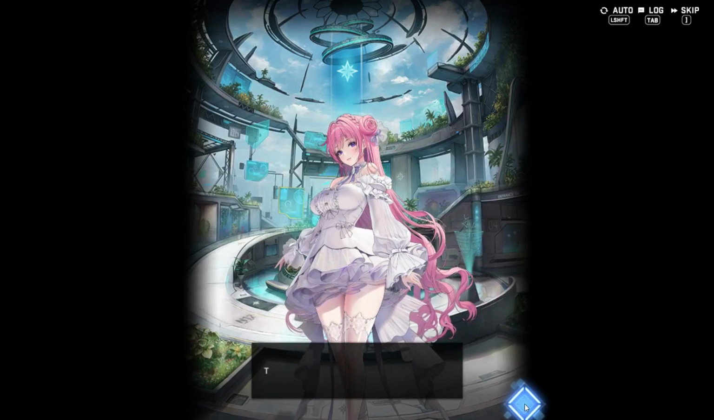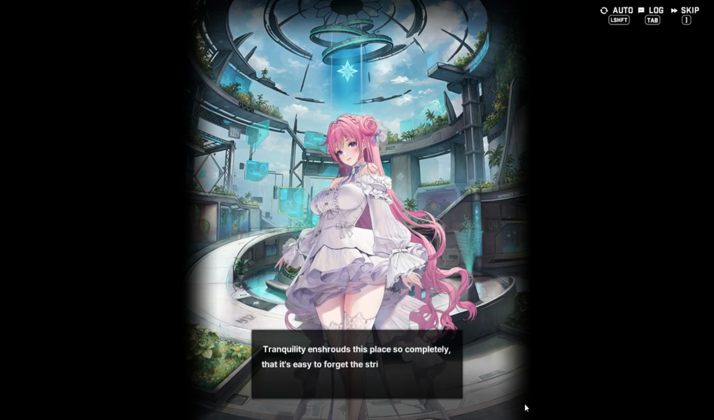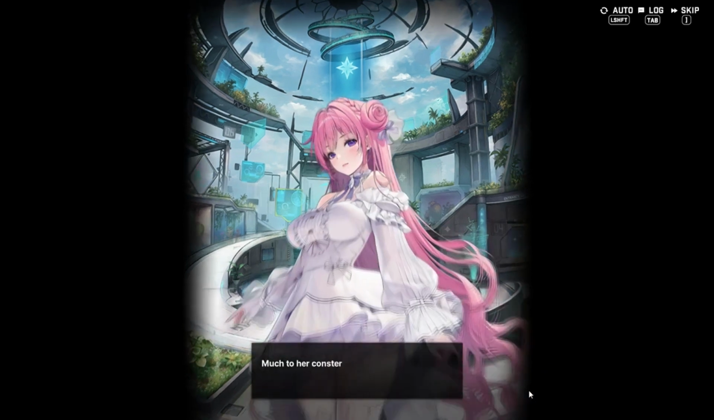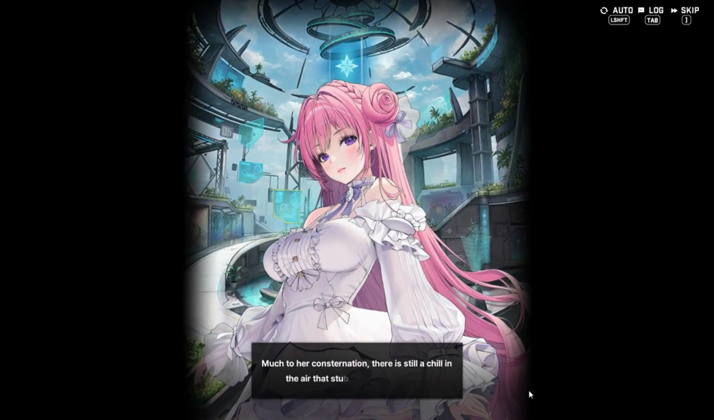Dorothy is standing in the courtyard. This place was built in lockstep with her vision. Tranquility enshrouds this place so completely that it's easy to forget the strife that's still taking place up on the surface. Dorothy basks in the warming sunlight that she always longed for. She has everything she could possibly want here, and the horrors of war no longer perturb her. She resides in a place that is nearly everything she ever dreamed of. But she is still lonely. Much to her consternation, there is still a chill in the air that so stubbornly clings to her.